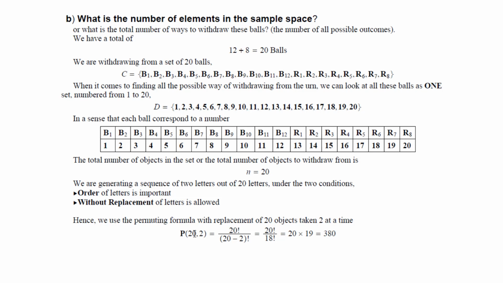In such a case, we use the permutation formula without replacement of 20 objects taken 2 at a time. So permutation of 20 taken 2 at a time is equal to 20 factorial divided by 20 minus 2 factorial. Or we can do it quickly. We start the product from 20 and we multiply in descending order for 2 numbers only. So 20 times 19 equals 380. So the sample space consists of 380 sequences. Each sequence has the size of 2.